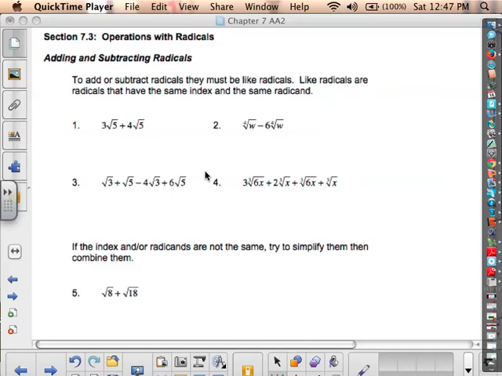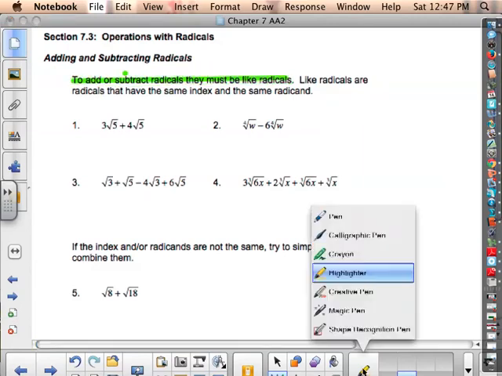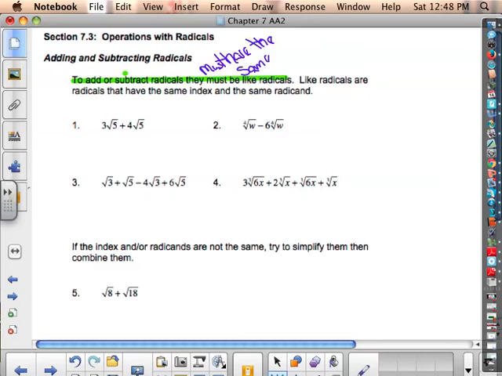In order to add and subtract radicals, the radicands must be the same. So when you add or subtract radicals, they must be like radicals. What that means is they must have the same radicand, and also the same index.